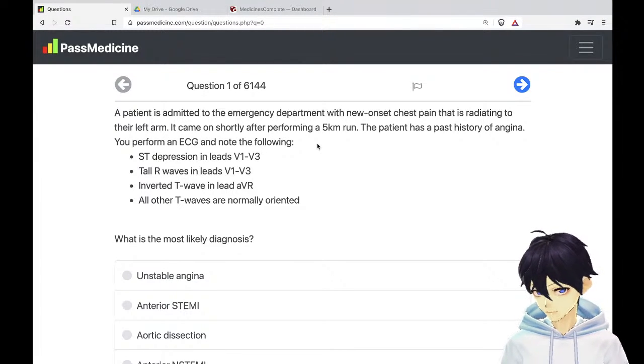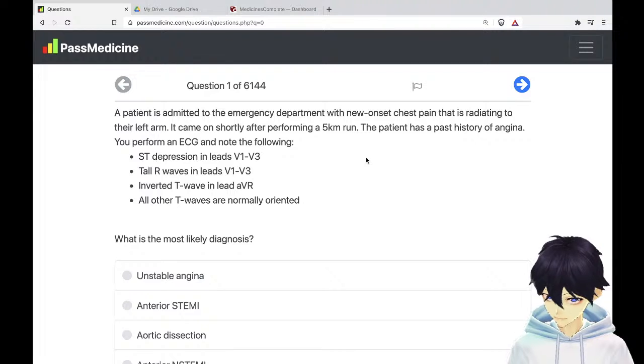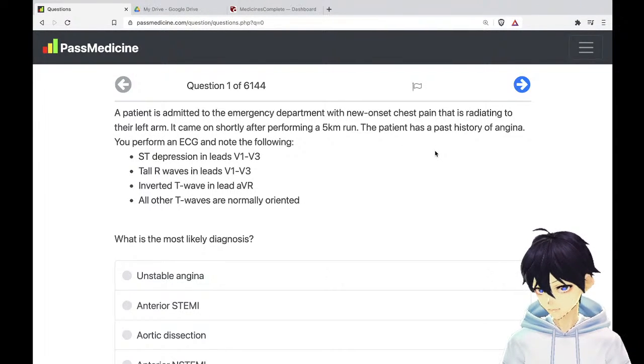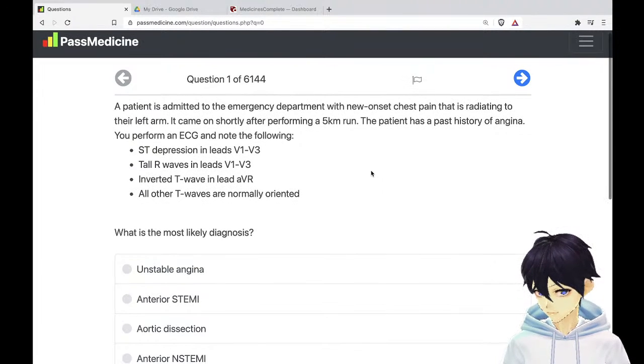Patient is admitted to the emergency department with a new onset chest pain that is radiating to their left arm. It came on shortly after performing a 5 km run. The patient has a past history of angina. You perform an ECG and note the following.